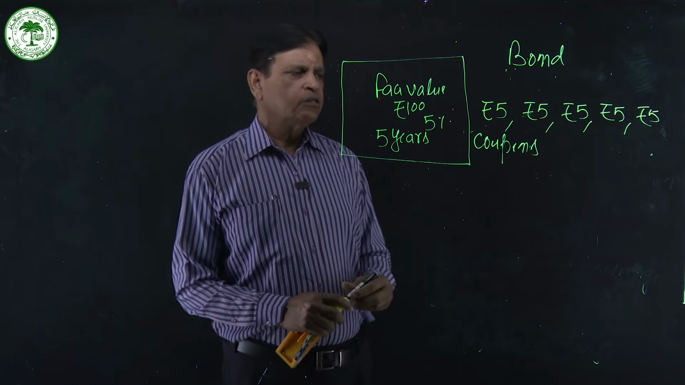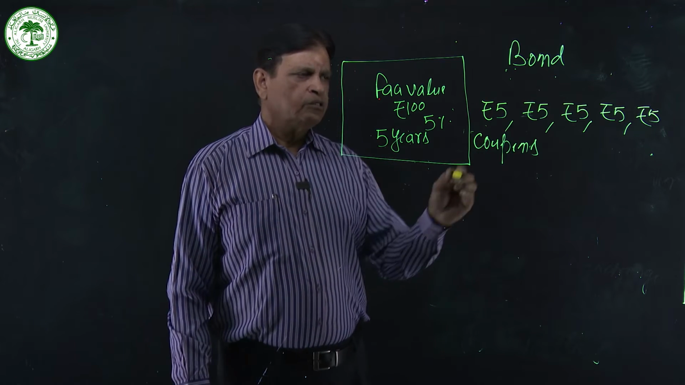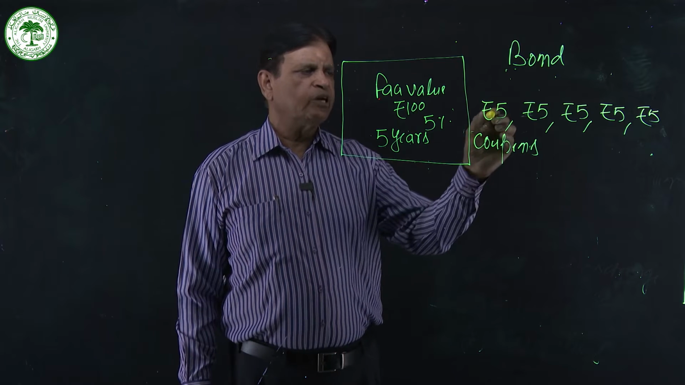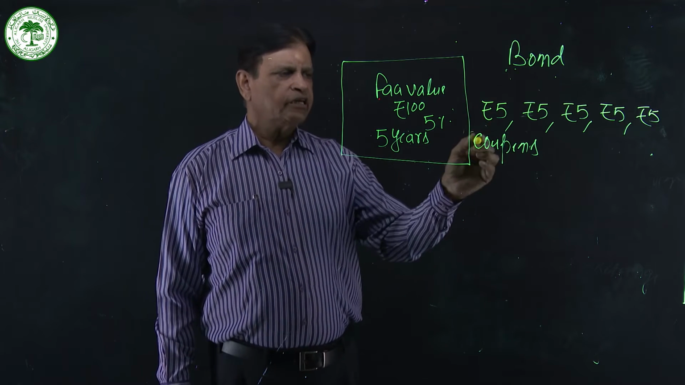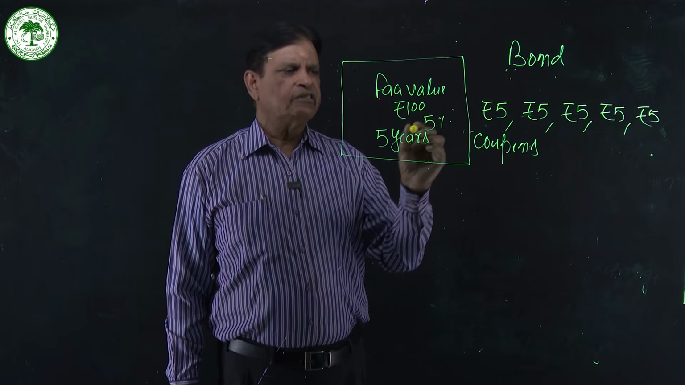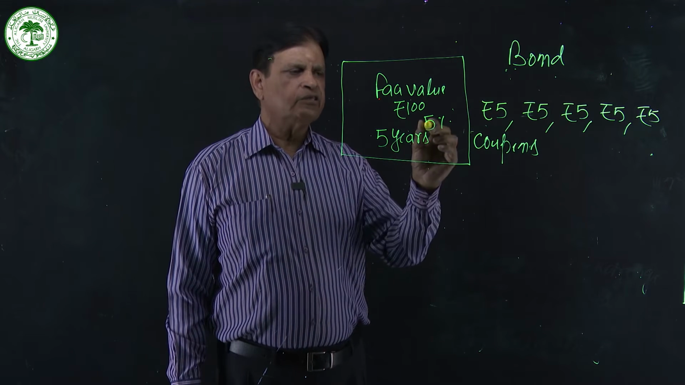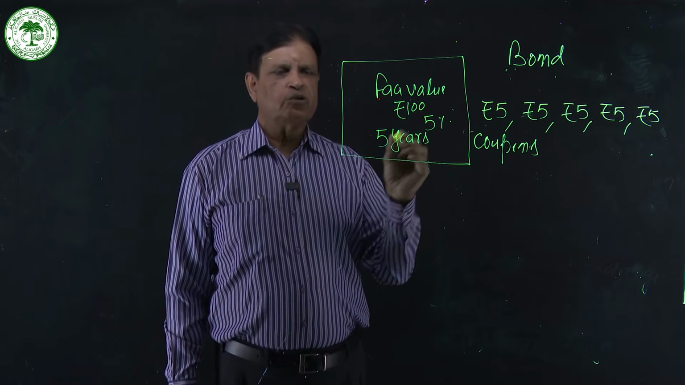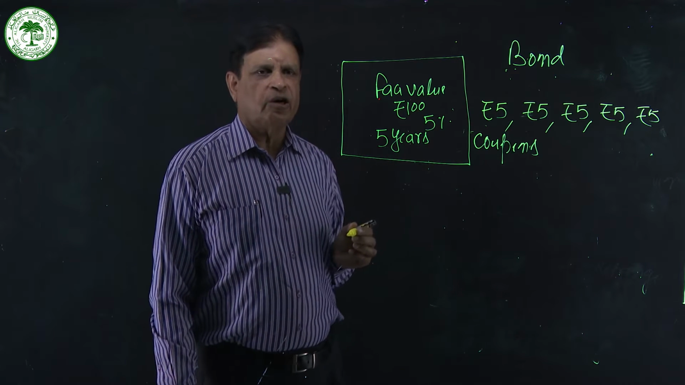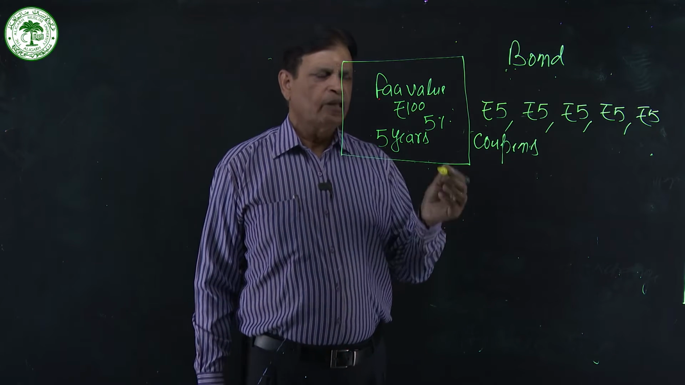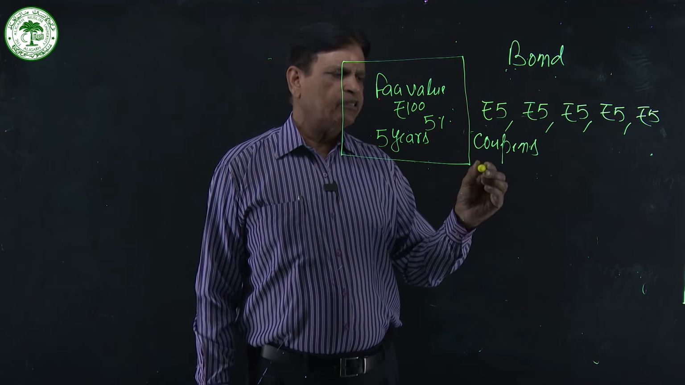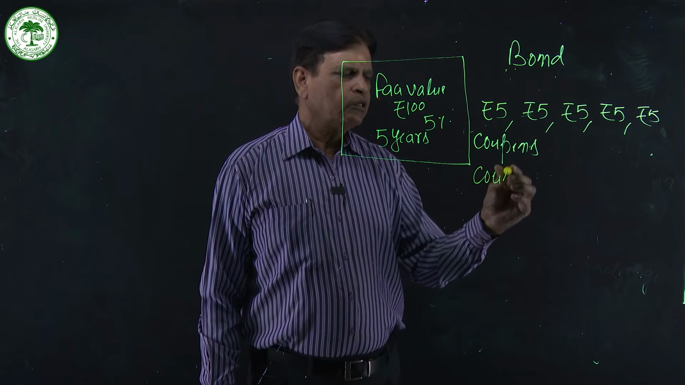So this rupees 5 is known as the coupon value. And the rate at which this coupon is calculated, that is this rate of interest, is known as the coupon rate. So the coupon rate is the same as the rate of interest mentioned on the face of the bond. Now these bonds we also call coupon bonds.